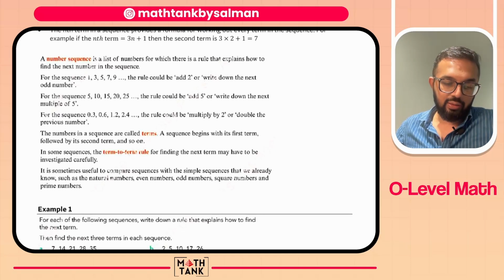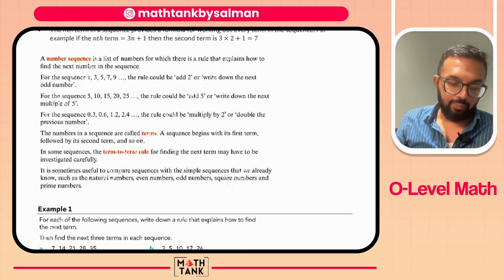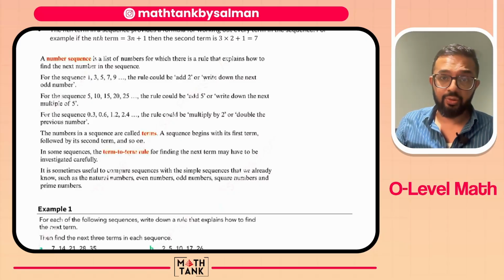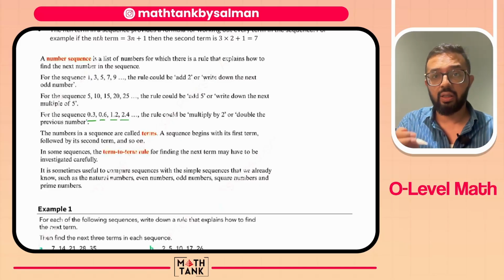Okay, the numbers in a sequence are called terms. A sequence begins with its first term. So the numbers in a sequence are called terms. So each of these were terms. You should need to know that. Whenever I say term, I mean a particular result of some calculation that was going on behind it.